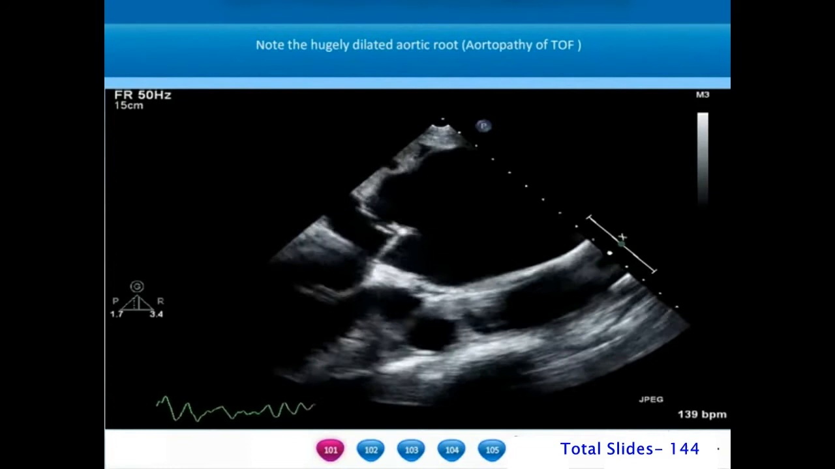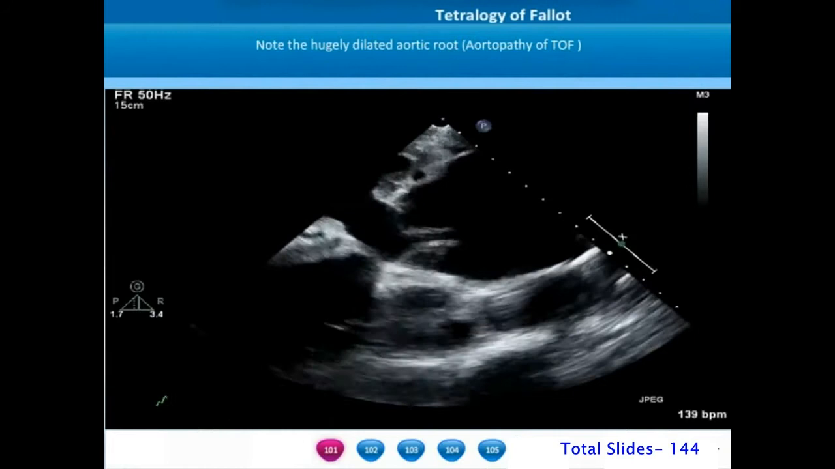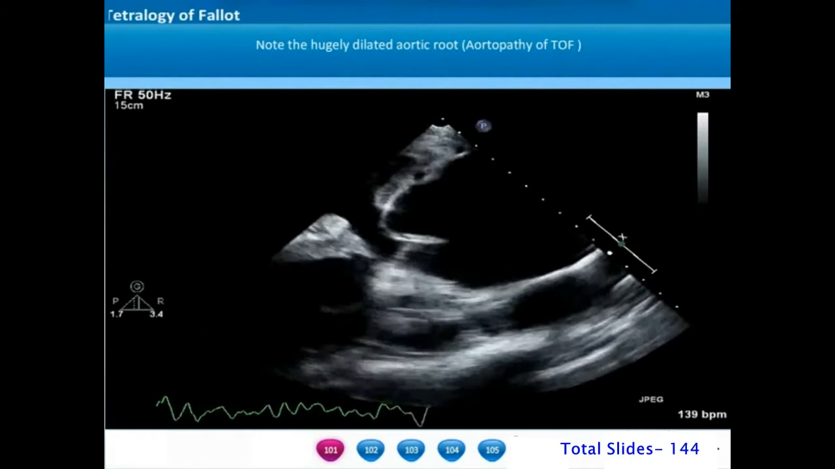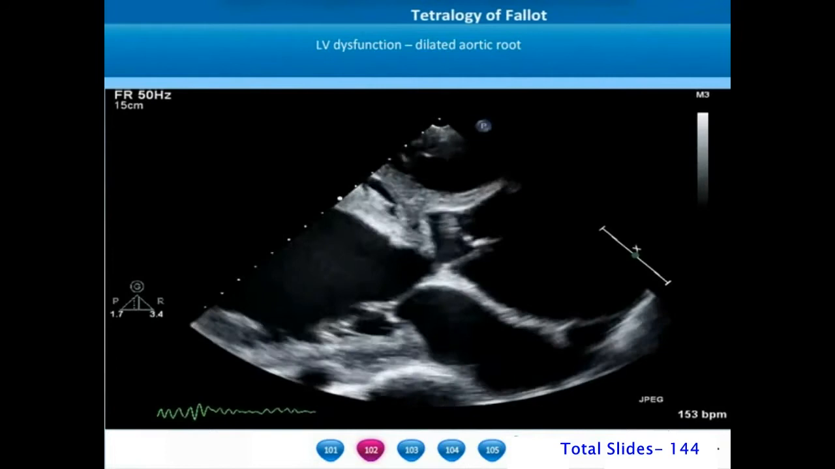On a parasternal long axis view, we can appreciate the aneurysmally dilated ascending aorta, the dilated aortic root, effaced aortic valve, and dilated aortic annulus. The malalignment of the ventricular septal defect and the aortic override is very clearly seen. We can also notice that there is an aortomitral fibrous continuity and around 50% override of the aortic root. The aortic root and the ascending aorta are aneurysmally dilated.